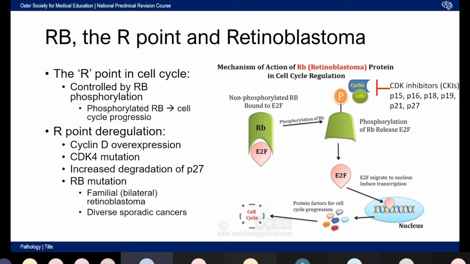Non-phosphorylated RB binds to the transcription factor E2F, and if RB is phosphorylated by the CDK-cyclin D complex, then the E2F is released and translocates to the nucleus, where it can lead to transcription of genes required for the S phase of the cell cycle, so the cell cycle can continue. R point deregulation causes increased risk of cancer, as then the cell cycle is uncontrolled, as the cell can enter the S phase without the normal cellular signals having led to this, and then the cells can proliferate uncontrollably.